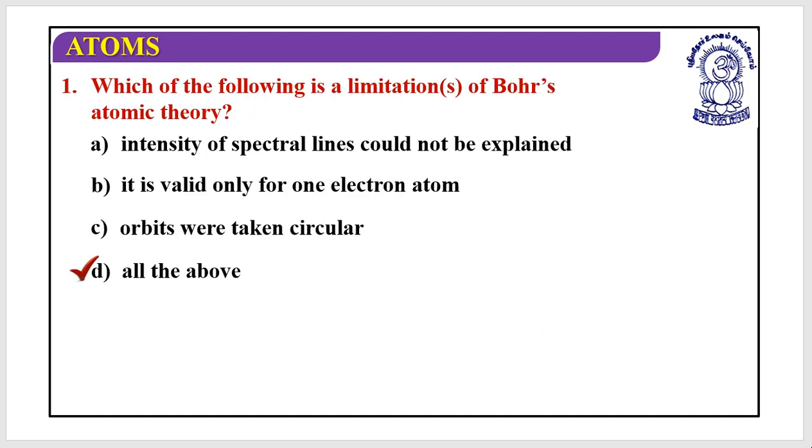Let's look at certain quick questions. The question says, which of the following is a limitation of Bohr's atomic theory? Intensity of spectrum lines could not be explained. Yes, correct. It is valid only for one electron atoms. Yes. Orbits were taken circular. Yes. So all of the above is the correct answer, because everything above is correct.